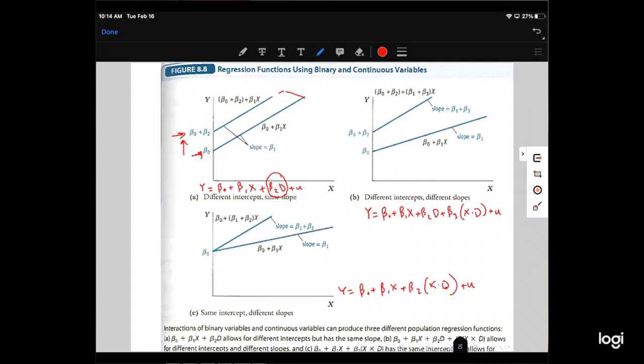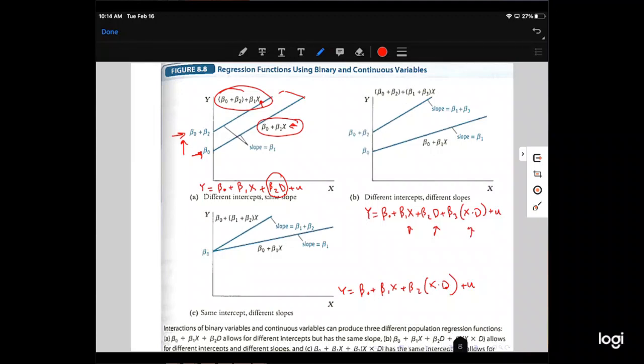And then these expressions here are the regression lines when d is equal to 0 for this one, and when d is equal to 1 for this one. The next graph over to the right, we have different intercepts and different slopes. So our model is we have x included linearly, d included linearly, and the interaction of the two.